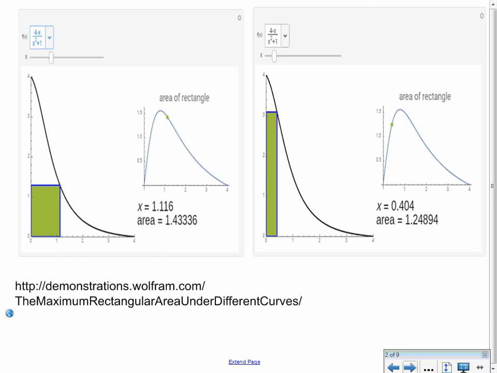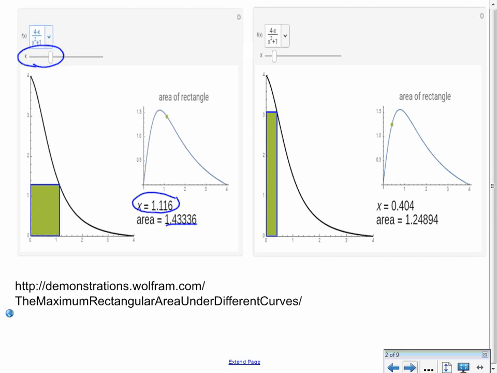This black curve is (4 + x) over (x squared + 1), and we're trying to find the largest rectangle that we can fit underneath that curve, the largest area of a rectangle. There's a slider up here that you can use on the actual website. I chose x to be about 1.1, and the area was pretty big, it was 1.4. I thought that was pretty large.